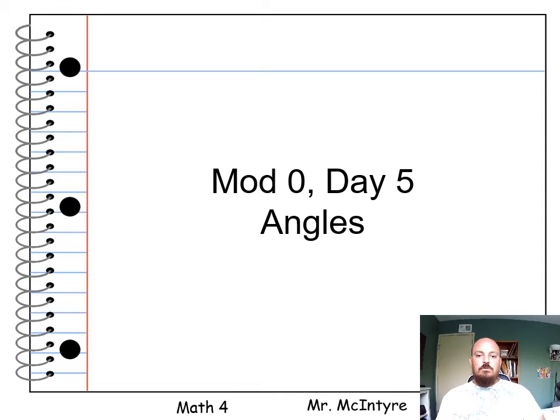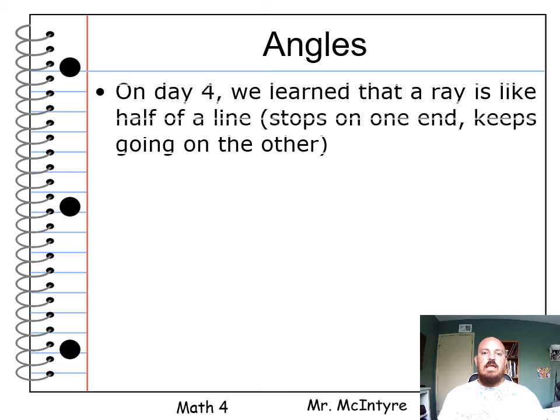All right, for Module 0, Day 5, we're going to talk about angles. And I want to start off reminding you guys of something from Day 4. On Day 4, we learned about something called a ray, and we said it's basically like half a line. On one end, it goes forever with the arrow, but on the other end, it hits a point and stops. Now, the reason that's important for us, we're actually going to use that to define what an angle is.